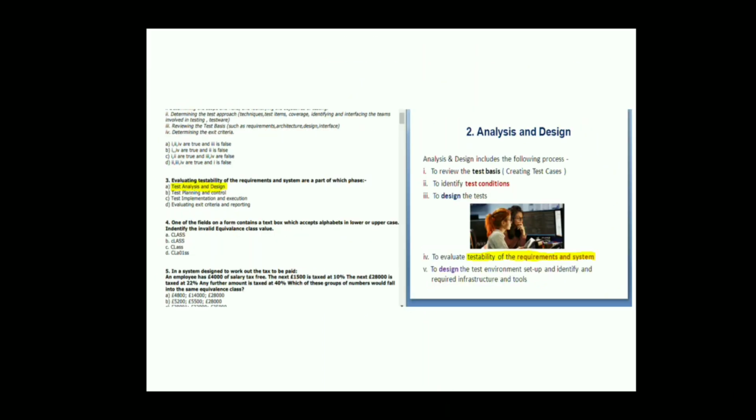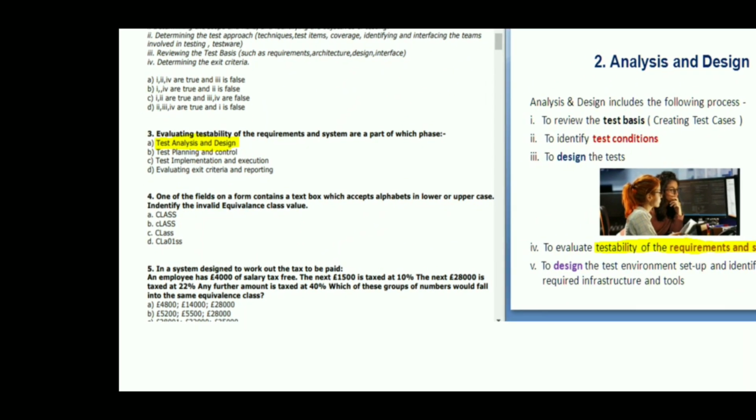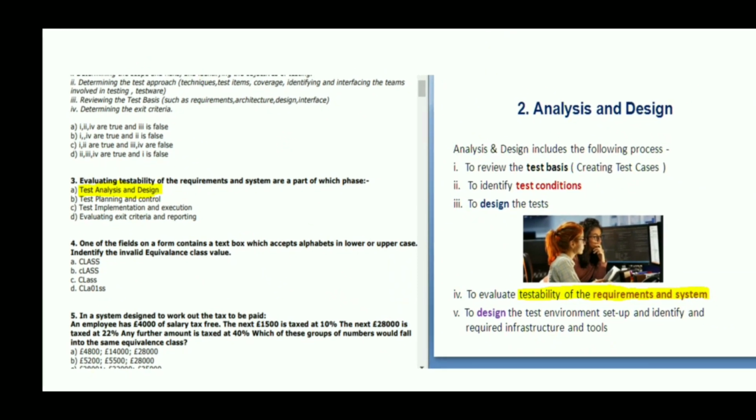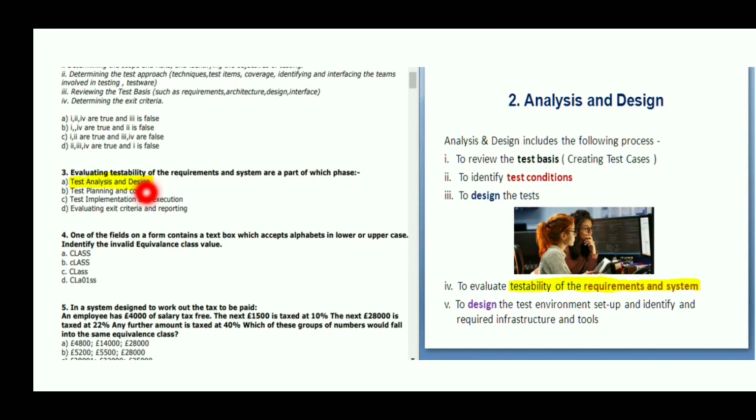And see here, the question is, evaluating testability of the requirement and system is part of which phase? Okay, so they have given four options, and we have mentioned to evaluate testability of the requirement and system. All right, so this is in the analysis and design that we have read. So this is the answer: test analysis and design.